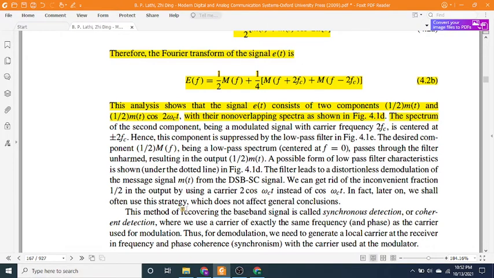The spectrum of the second component, being a modulated signal with carrier frequency 2fc, is centered at plus or minus 2fc. Hence this component is suppressed by the low-pass filter in Fig. 4.1e. The desired component, (1/2)M(f), being a low-pass spectrum centered at f equals 0, passes through the filter unharmed, resulting in the output (1/2)m(t).